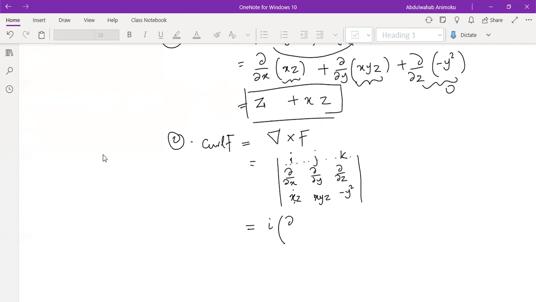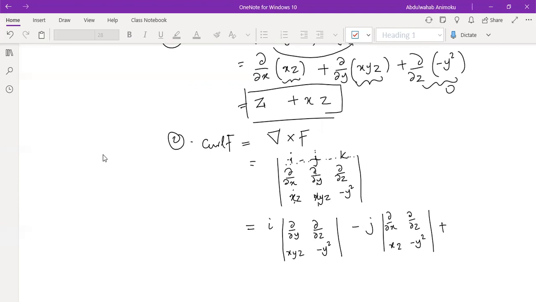So I think it's better I write it in full. Instead of writing determinant, let me just use the same notation. That will give us the determinant of d dy, d dz, xyz, minus y squared. Then we come to the second one, minus j. Then the determinant of what is left after crossing out the column and row j belongs to: d dx, d dz, xz, minus y squared.